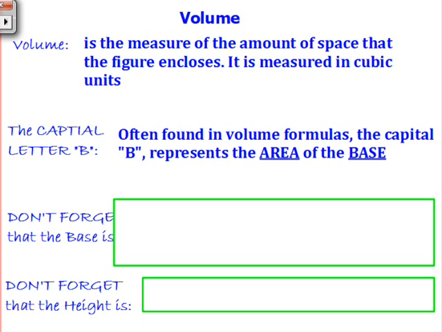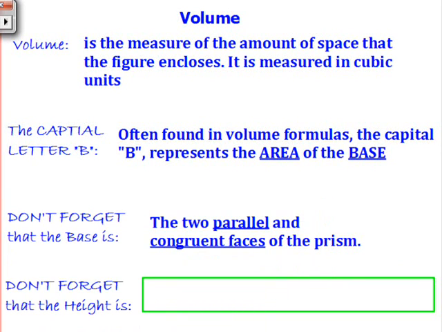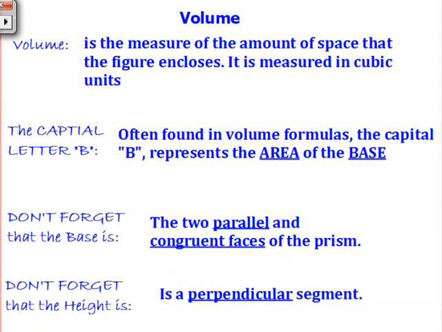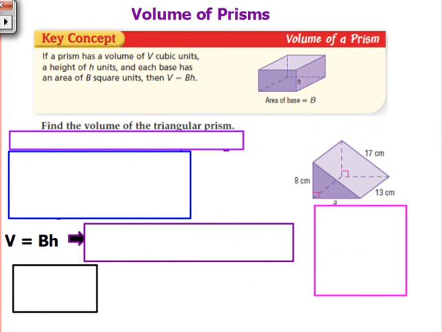Do not forget that the bases are the two parallel and congruent sides or faces of the prism. And then don't forget that the height is a perpendicular segment, whether it's the height of the prism or the height of the cylinder. It's always got to be perpendicular to where it lands on the base. I'll give you a second to copy that. If you need more time, feel free to pause the video. I literally gave you a second.